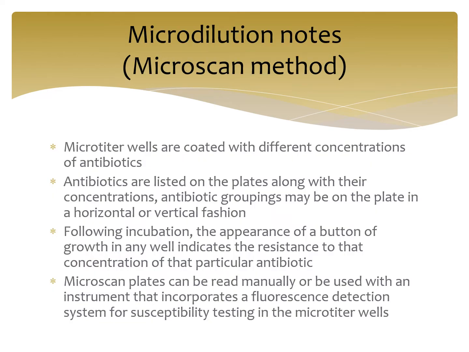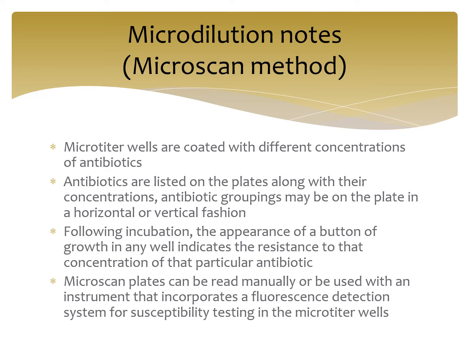In the microdilution test, we're going to use MicroScan in our laboratory. We have microtiter wells that are coated with different concentrations of antibiotics. The antibiotics are listed on the plates along with their concentrations, and they're usually in some sort of grouping on the plate. And that grouping can be either horizontal or vertical. That's how you're going to see the antibiotics placed on the 96 well plate. Following incubation, the appearance of a button of growth at the bottom of the well indicates that your bug is growing in the presence of that concentration of antibiotic, so it would be resistant to that antibiotic.